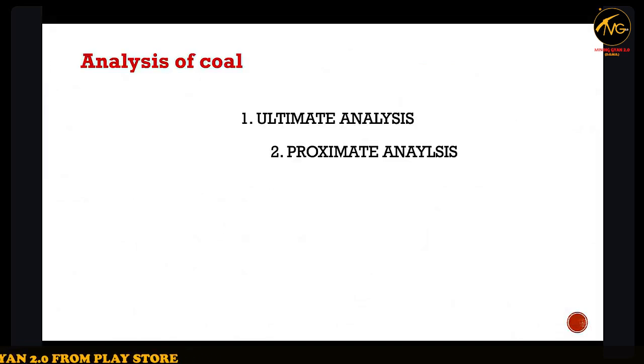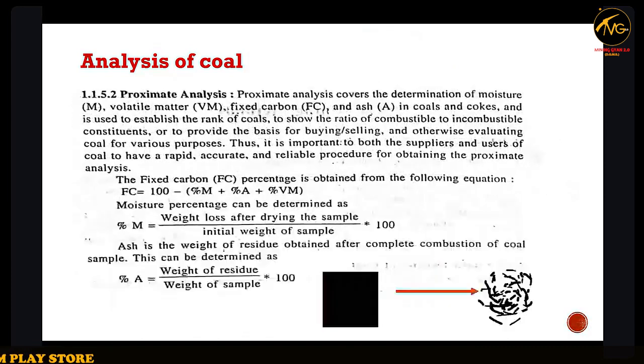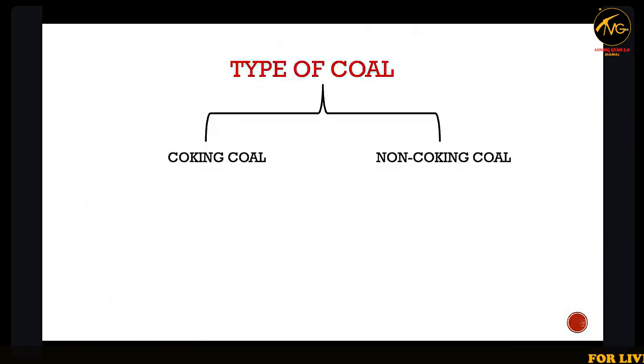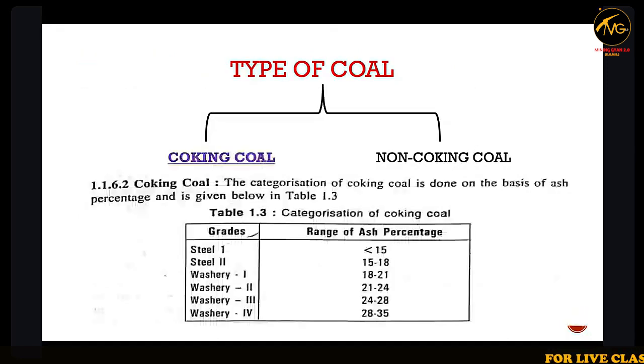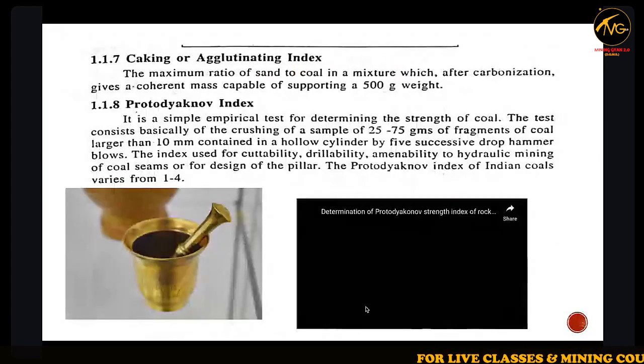analysis of coal, ultimate analysis, proximate analysis. We have find out what is the formula of the fixed carbon, moisture content, ash content, volatile matter. Then we go for the types of coal, coking coal, non-coking coal. Then we have discussed the caking index, protodianokova.